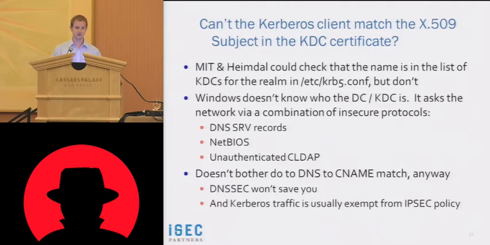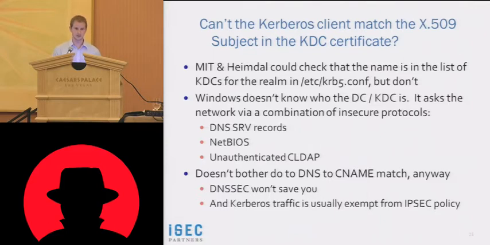So Windows clients are going to wake up. They're going to ask DNS SRV records. They're going to ask NetBIOS broadcasts. They're going to do a connectionless LDAP that's unauthenticated. A bunch of insecure protocols to try and get a name that they can then bootstrap Kerberos with. So there's no point in trying to match a name that you got from an insecure network protocol with the name you got in your certificate. So they don't even try.